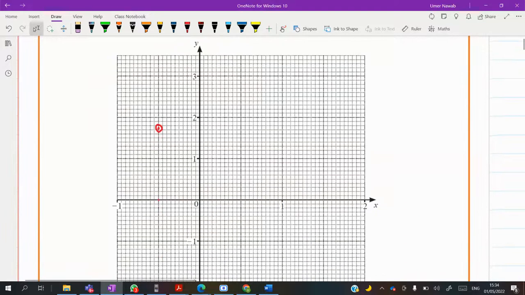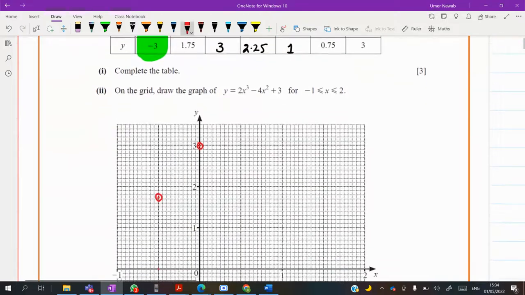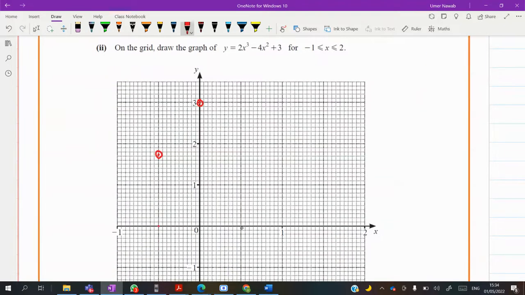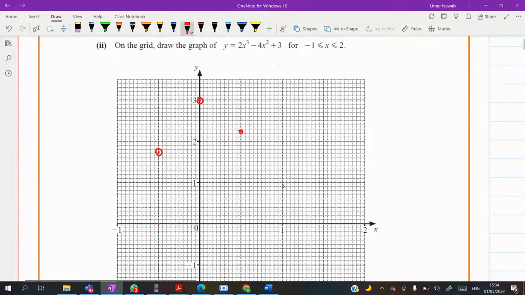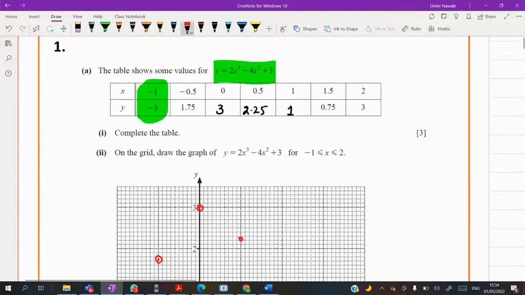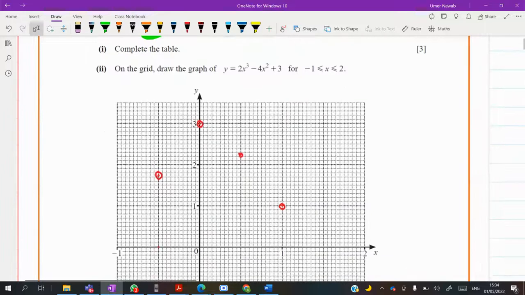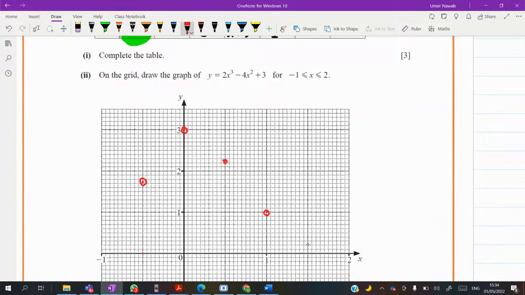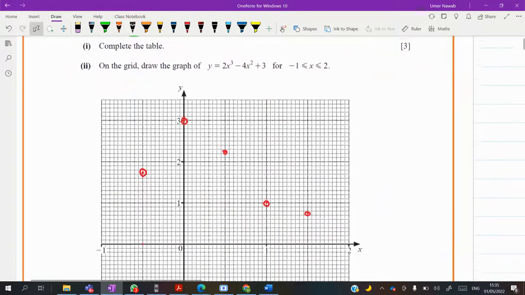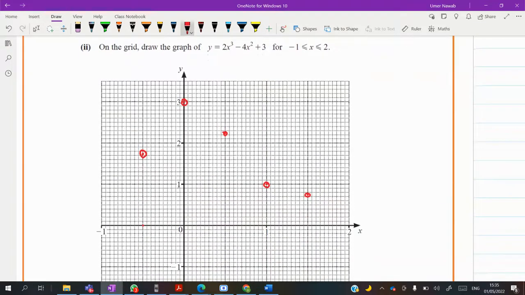0, 3. We plot this point here. 0.5, 2.25. Next 1, 1. 1.5, 0.75. This is 0.75. Then 2, 3.